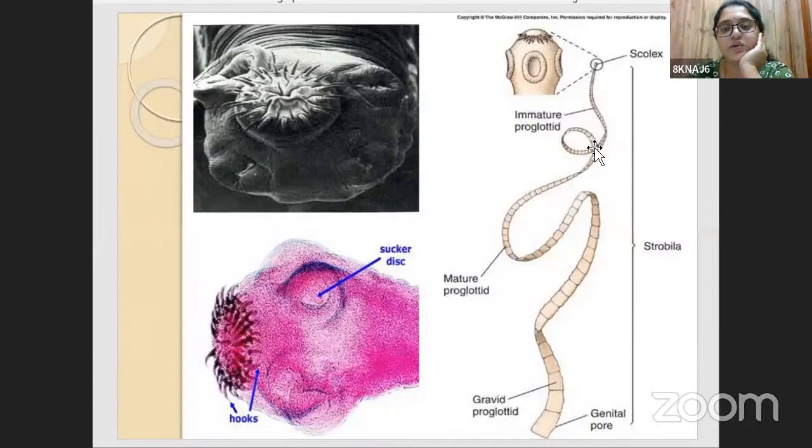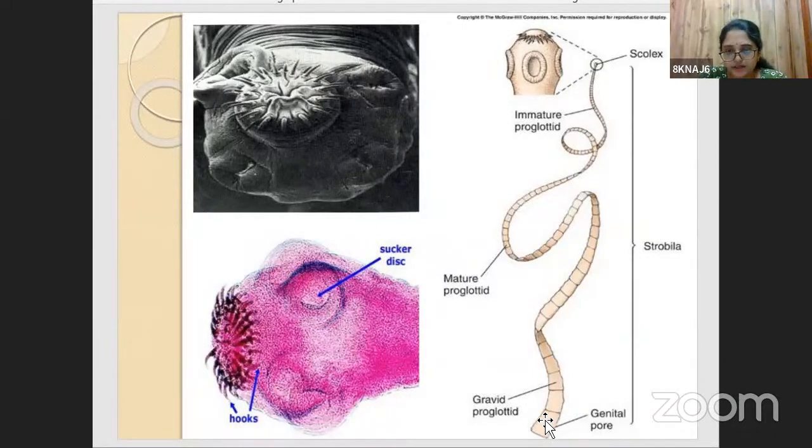So the new segments are added at the anterior end from here onwards, and then you have the mature proglottids, or the gravid proglottids as they are known, at the posterior end. The oral sucker is present with hooks on the scolex, which helps in anchoring to the host tissues. A narrow neck is present, and new proglottids are added immediately after the scolex. These are the mature proglottids, and these are the gravid proglottids. They are shed off from the body by a process known as apolysis.